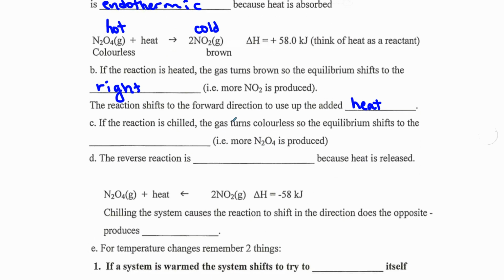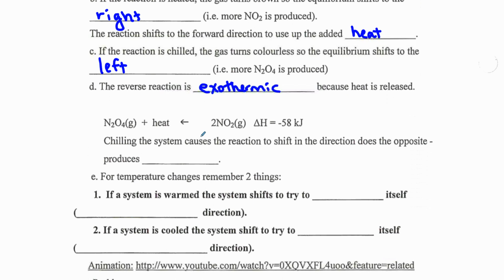If the reaction is chilled or cooled, the gas turns colorless. So that's telling us we're shifting this way. It's an indication that we're going in the reverse direction, so the equilibrium shifts to the left, okay? And it's shifting to the left because it's gotten cooler. So we want to counteract that change by shifting towards the hotter side of the reaction. This colorless thing is just telling us that now we're seeing more of the colorless gas being produced because we've shifted in that direction. The forward reaction is endothermic, so the reverse reaction is exothermic, because if you're going this way, then heat becomes a product. It's being released. So you're still always looking to counteract the change.